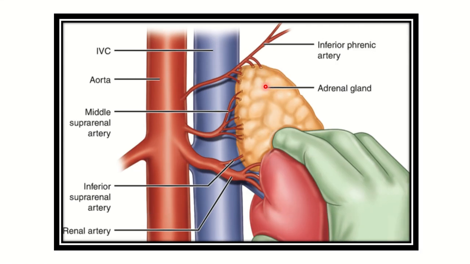And here we can see the suprarenal gland, and the suprarenal gland receives three blood supplies. One of them is the middle suprarenal artery, which arises from the abdominal aorta. The other two sources of blood supply to the suprarenal gland are the inferior phrenic artery and the renal artery.